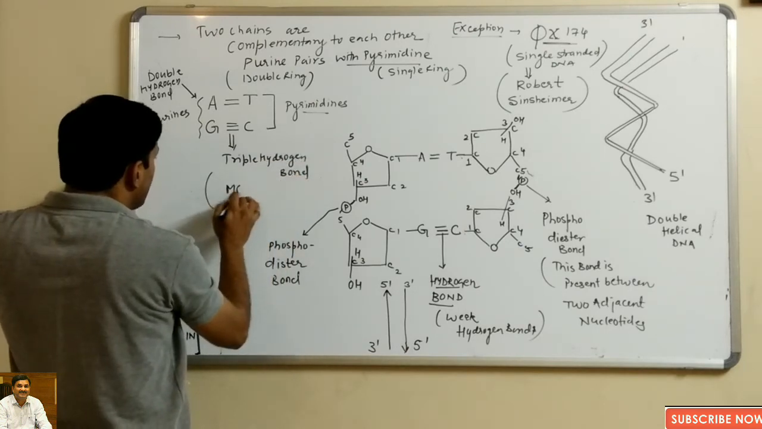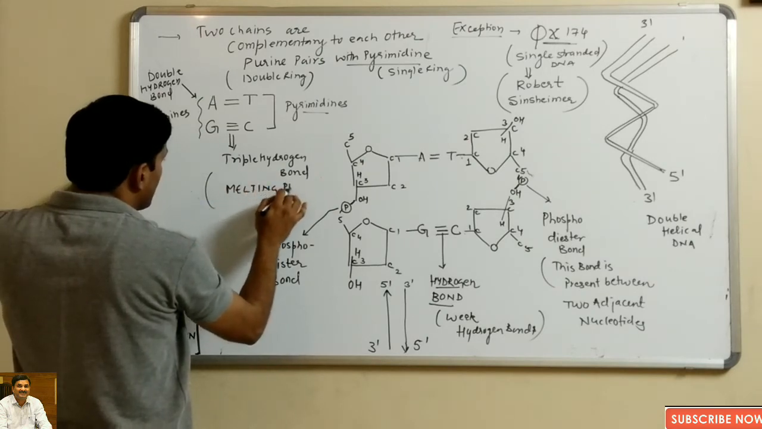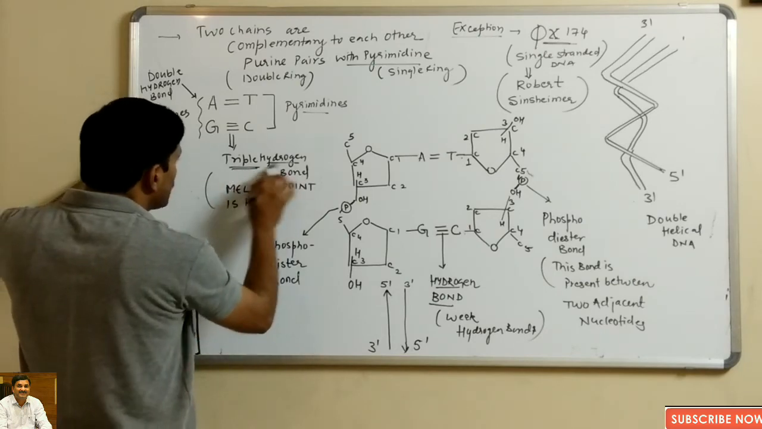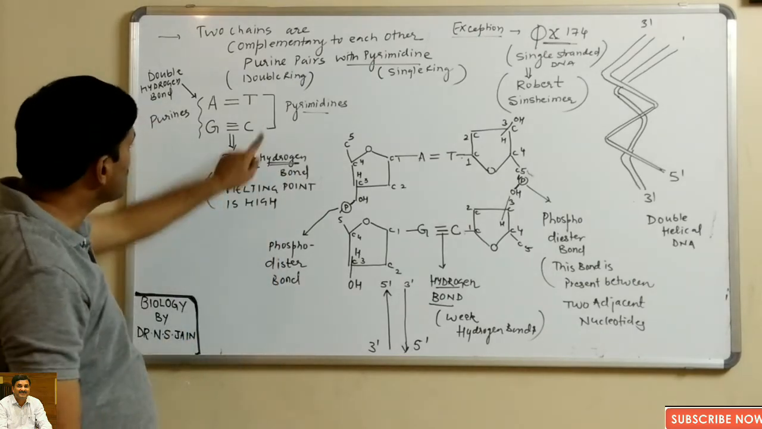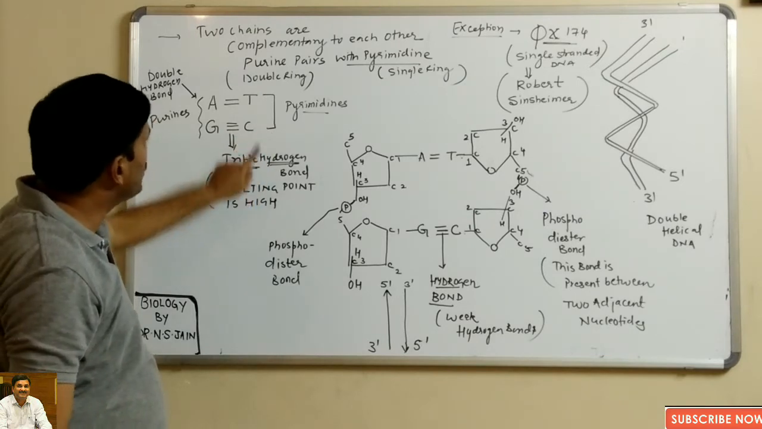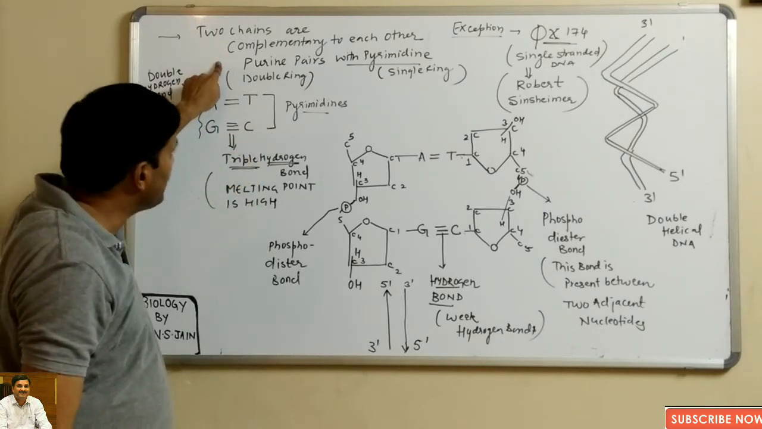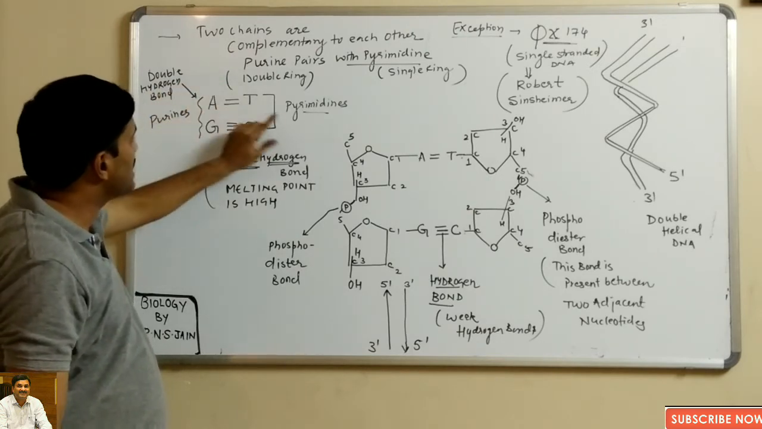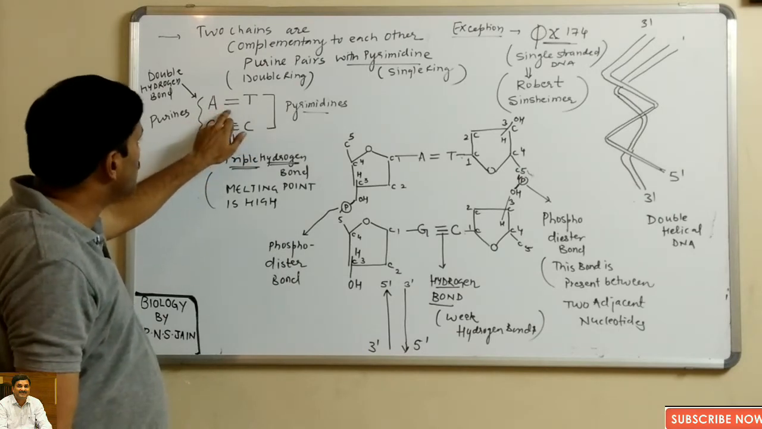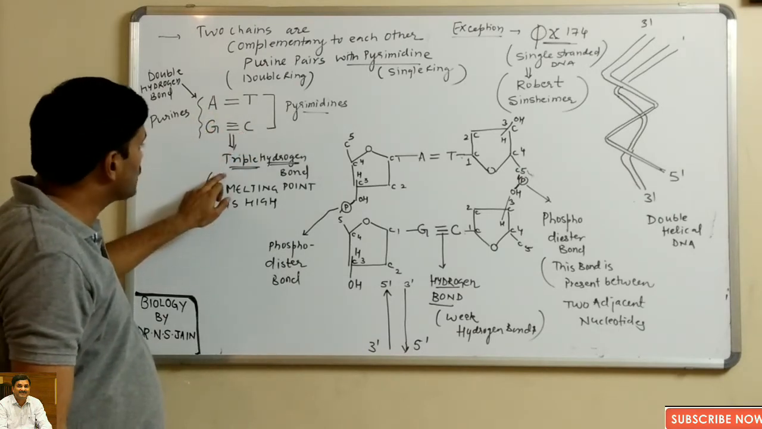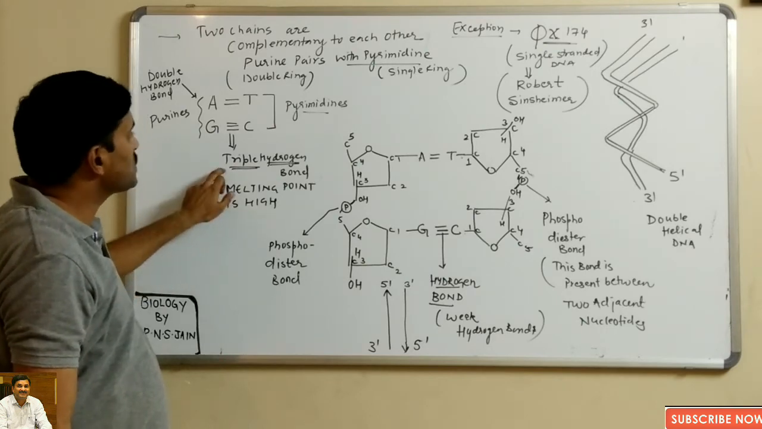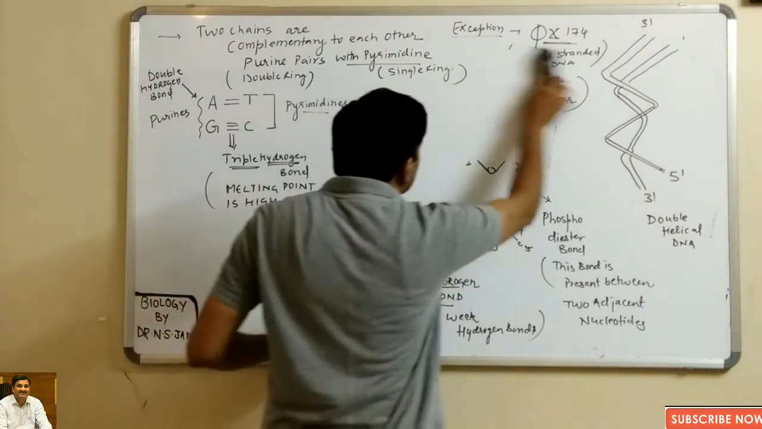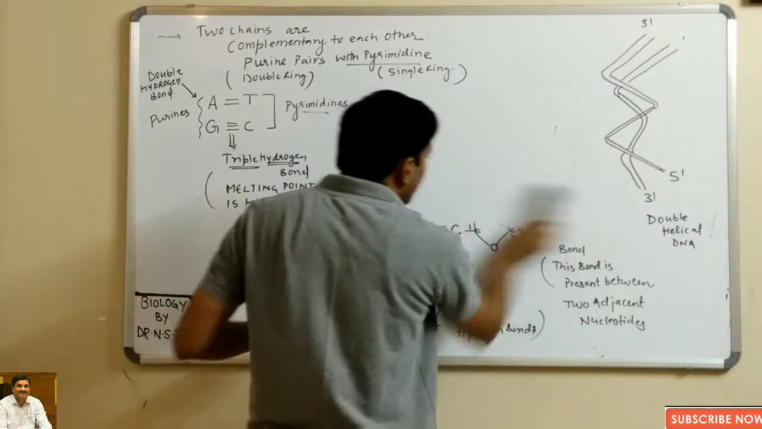And that's why its melting point is high. Why? Because it has three hydrogen bonds, and that's why its melting point is high. So always the two chains are complementary to each other: A combines with T and G combines with C. A and G are purines, T and C are pyrimidines. In between A and T, a double hydrogen bond is present. In between G and C, a triple hydrogen bond is present, and its melting point is high because of the presence of the triple bond.